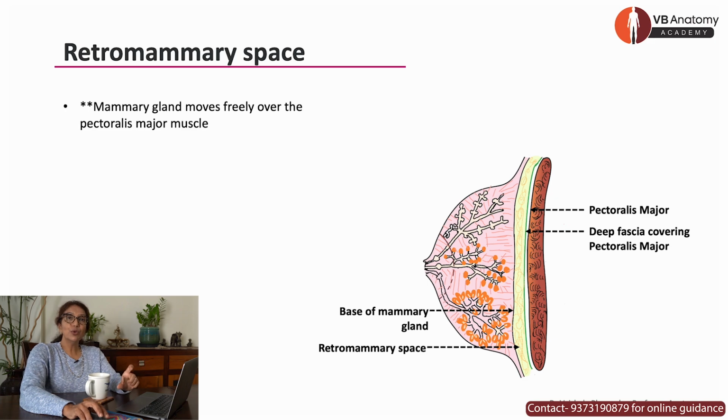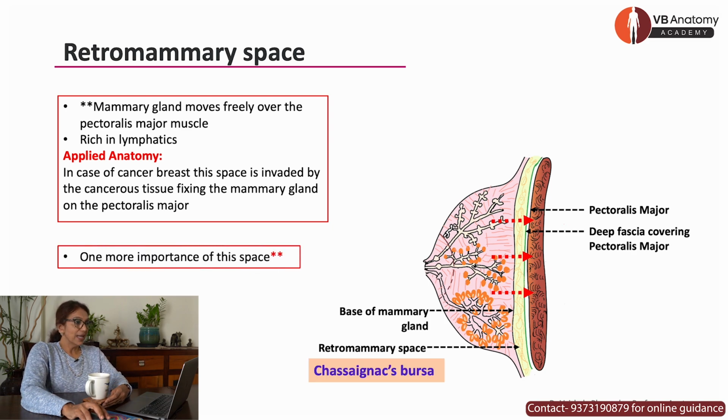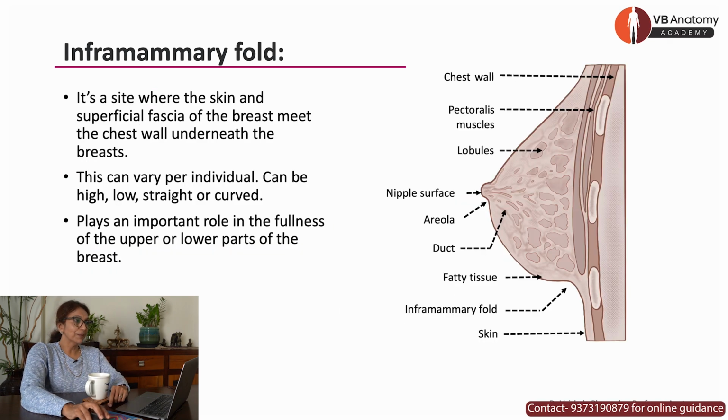Normally the breast is able to move quite easily on the chest wall because of this retromammary space. But sometimes in cancer, this space is breached by the cancer cells, anchoring the mammary gland to the chest wall, in which case the mobility of the breast reduces and you have to think why. It's also called the Chassaignac bursa. There is one more importance of the retromammary space, we will come to it. First, I want to place before you something called the inframammary fold.